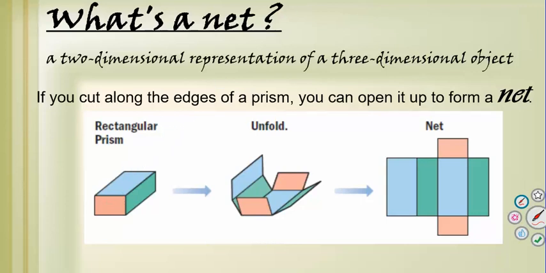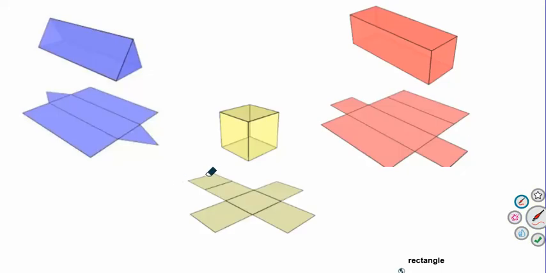So a rectangular prism has 6 faces. So that's what we're going to be looking at. Here's another picture of some nets. This is a cube. A cube just means that all sides are the exact same measurement. And this is a rectangular prism. These are the two we're going to focus on today: a rectangular prism and a cube.